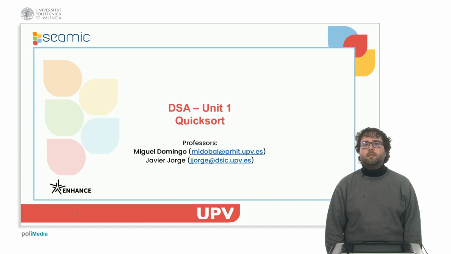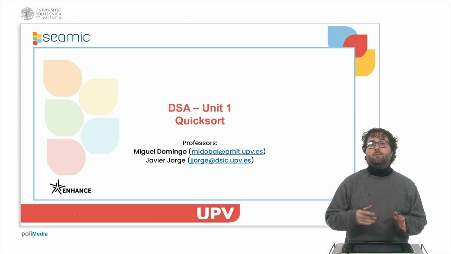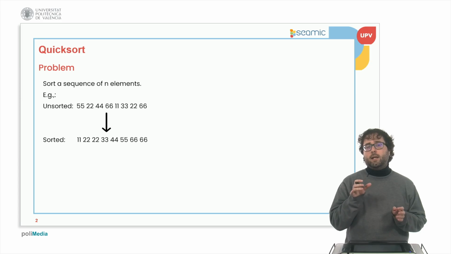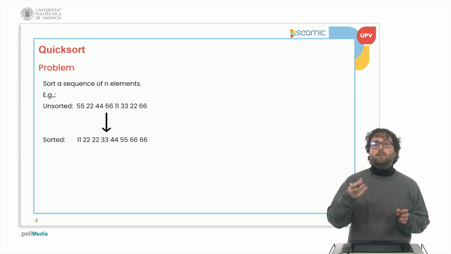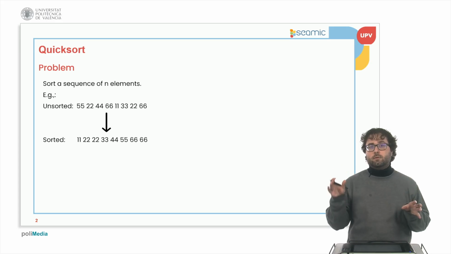Hi there, welcome to this lecture about the Quicksort algorithm. This algorithm is also a sorting algorithm. Unlike merge sort, what we aim to do is, given a sequence of n elements, generate a new sequence with its elements sorted from smaller to bigger.